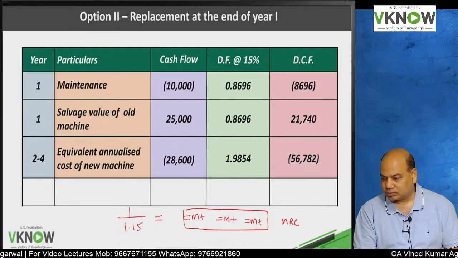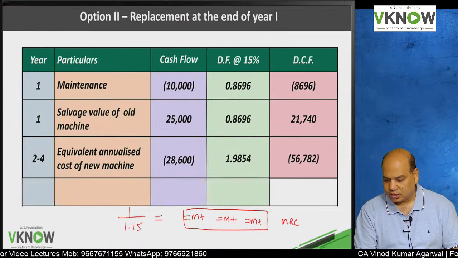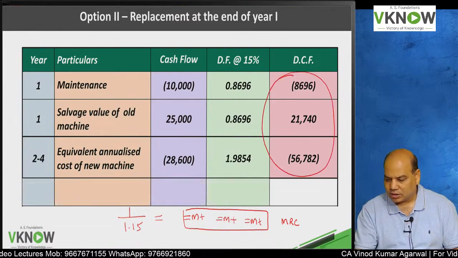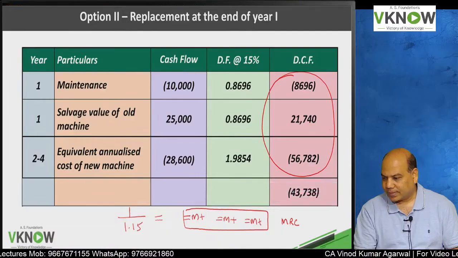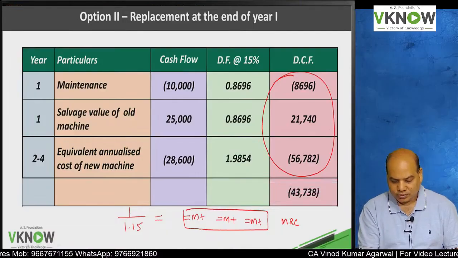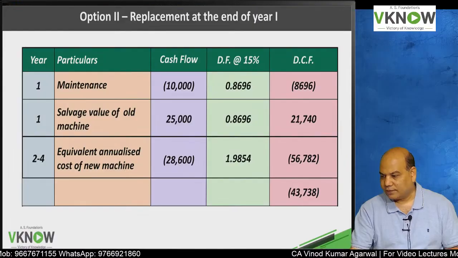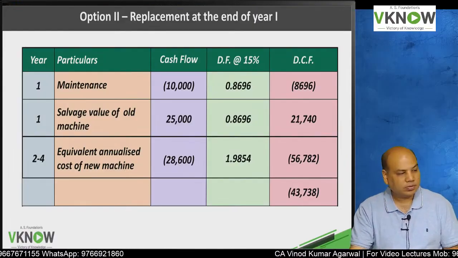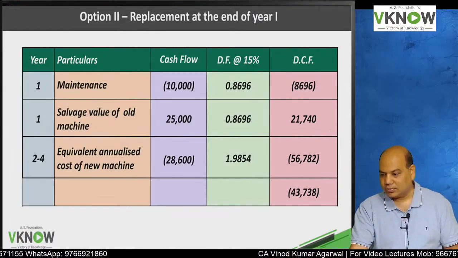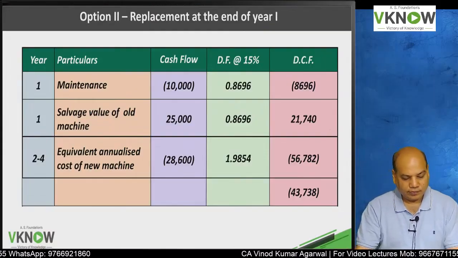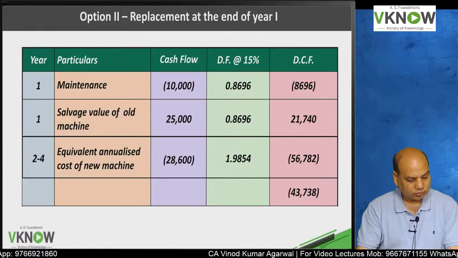Multiply. 56782. Add this last column. You will get 43738. Is this right?